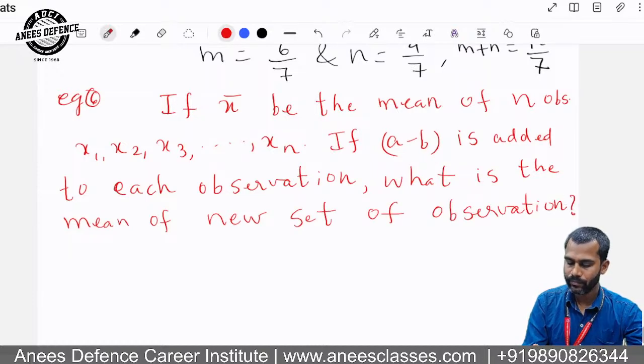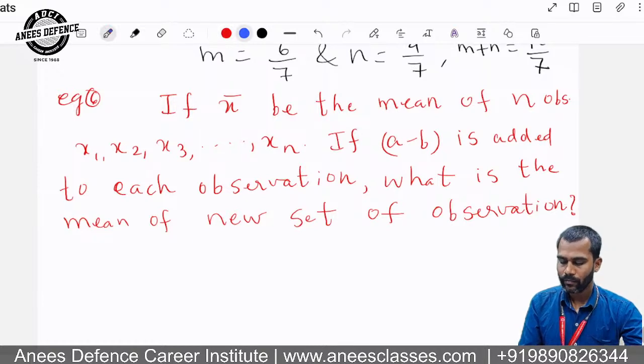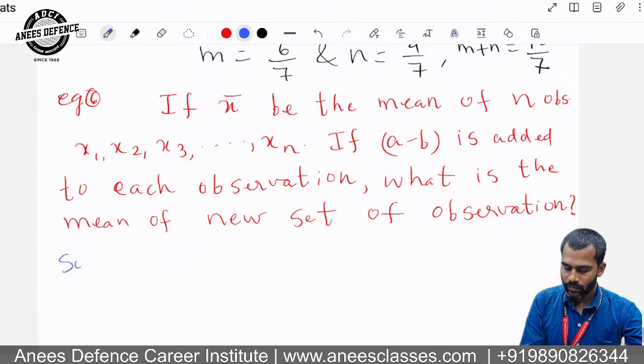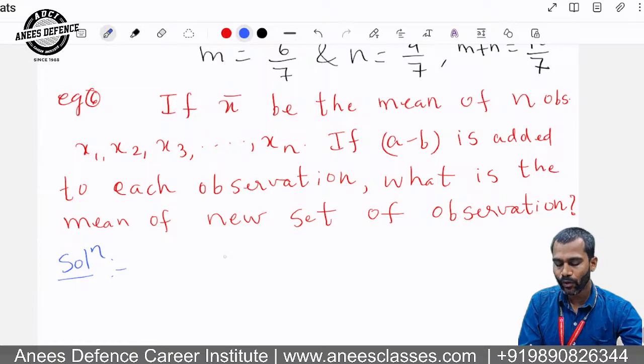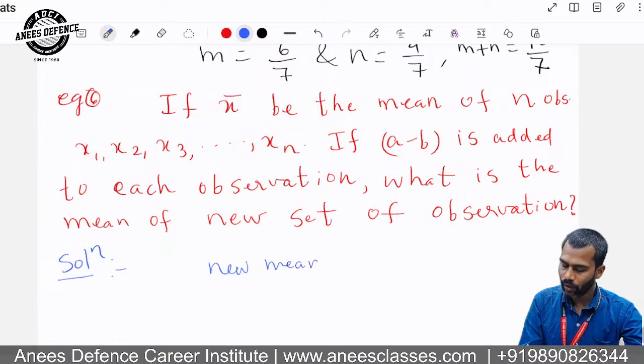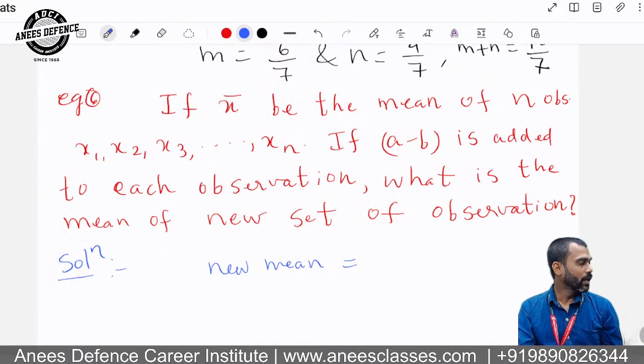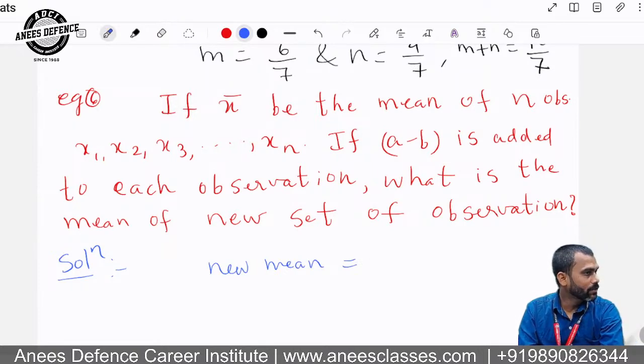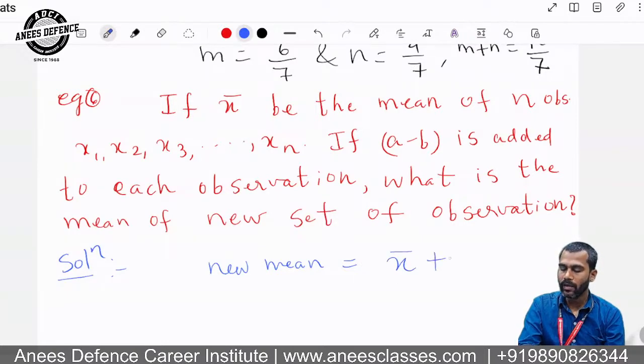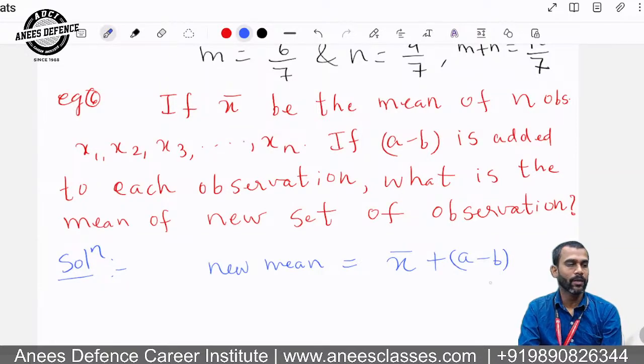Very easy. Shift of origin. So the new mean would be what I'm doing basically: we are just adding a minus b to every observation. k is nothing but a minus b. So the new mean would be x bar plus k, and k is a minus b. So the answer would be x bar plus a minus b.